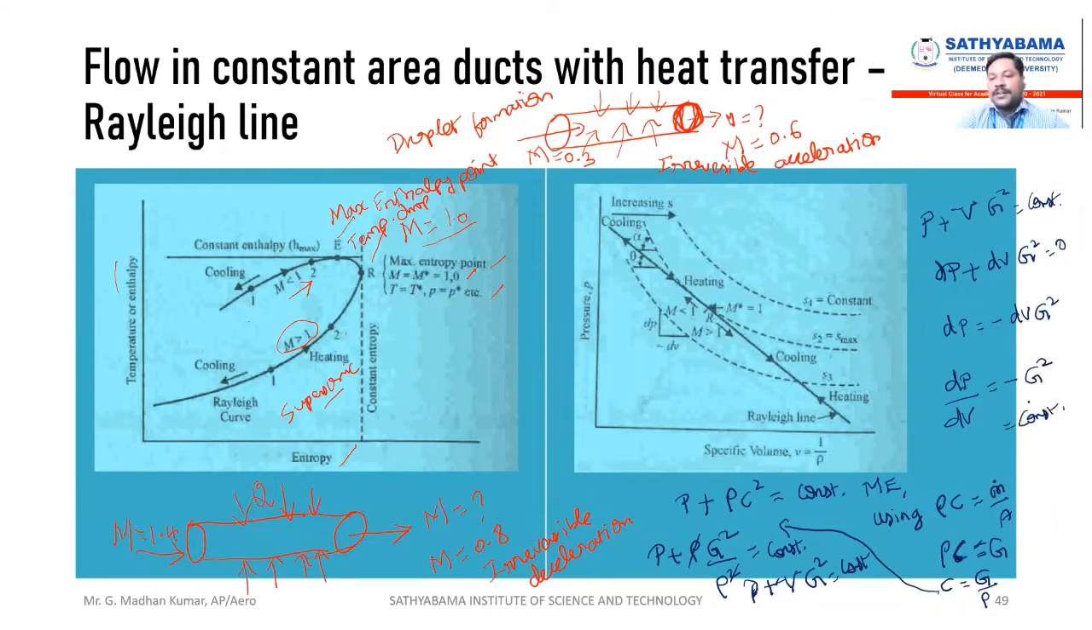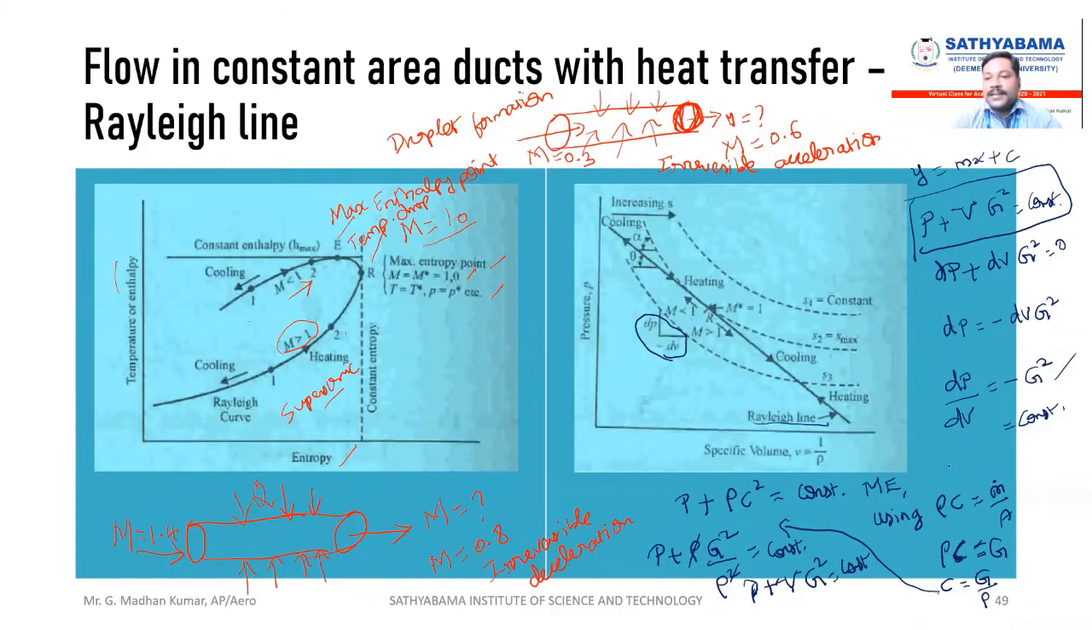The slope is said to be constant. So this dP by dV, the slope, is recorded as minus G square. So it's completely dependent on the square of the mass density. Right? And this straight line, the Rayleigh line, represents this equation of a straight line: P plus V G square is constant. Do you know the equation of a straight line? That is y is equal to mx plus c.